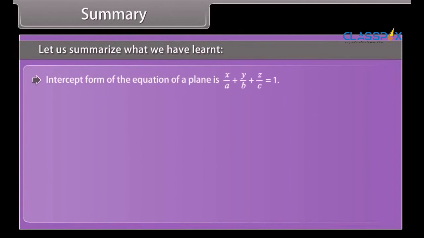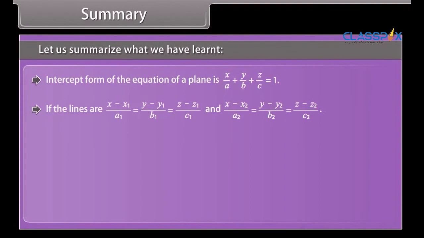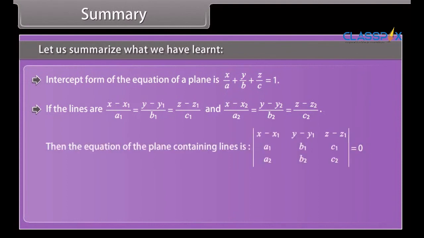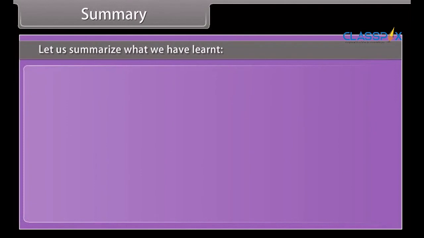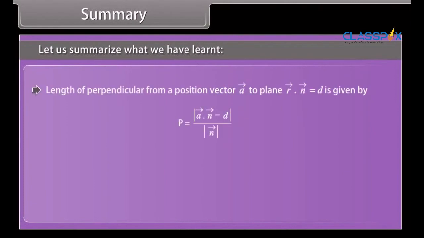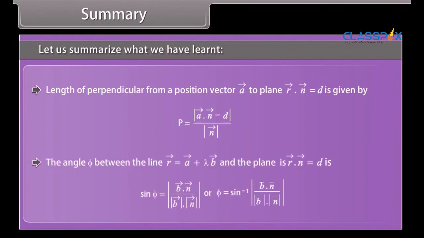Intercept form of the equation of a plane. If the lines are given, then the equation of the plane containing the lines is given by the formula. If theta be the angle between two planes, then theta can be written as given. The length of perpendicular from a position vector A to a plane is given by the formula, and the angle phi between the line and the plane is given by the formula.